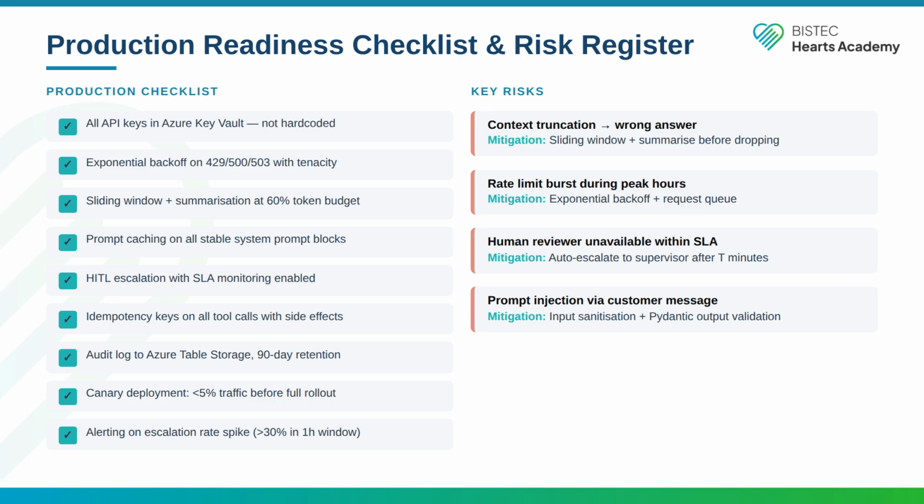Human reviewer unavailability within SLA is a medium probability, high impact risk that requires the SLA timeout escalation path as mitigation. Prompt injection by a customer message is a medium probability, high impact security risk requiring input sanitization and strict output validation.